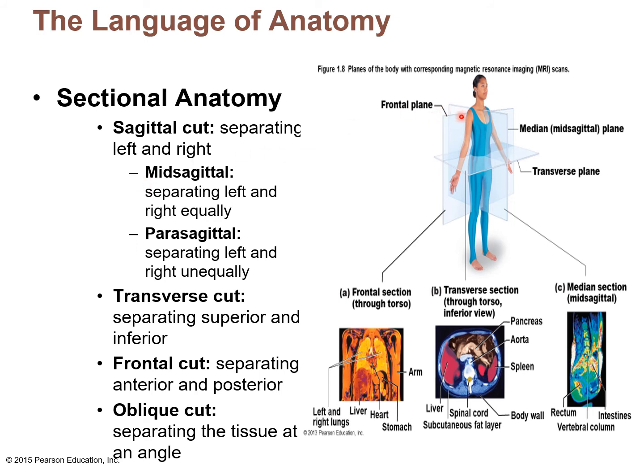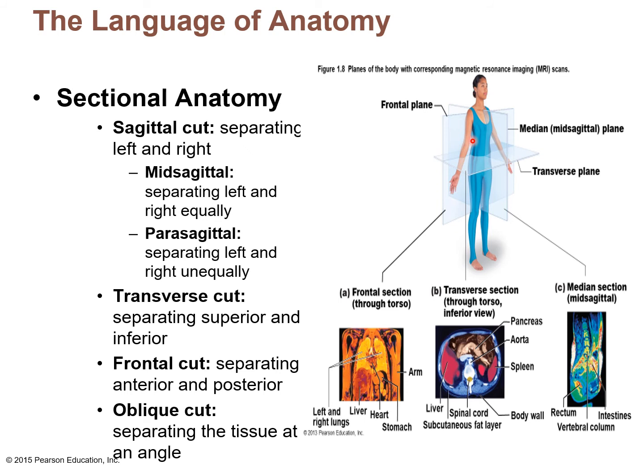But let's say you cut right here, right down the shoulder. You're still going to get right and left, but it's not going to be equal. So you say you're cutting down the parasagittal plane. Parasagittal means that you're not going to get two equal sides.